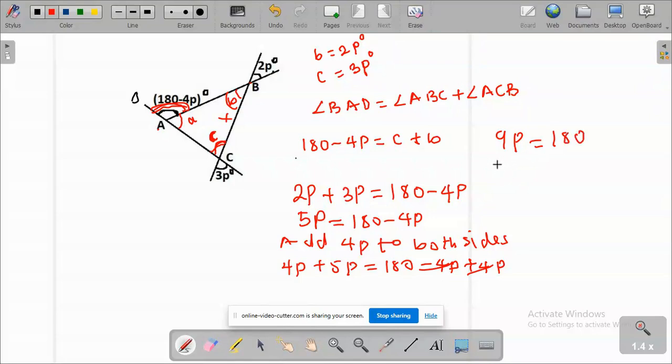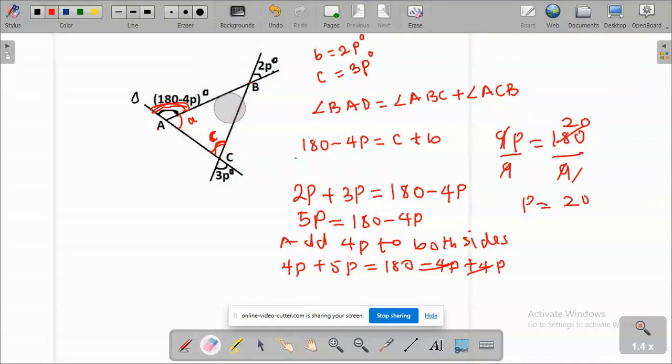And what is left on the right hand side is 180. Now, to obtain the value of p, all we need to do is to divide both sides by 9. Divide both sides by 9. So here, 9 into 18 is 2. 9 into 0 is 0. So that the value of p is 20 degrees.